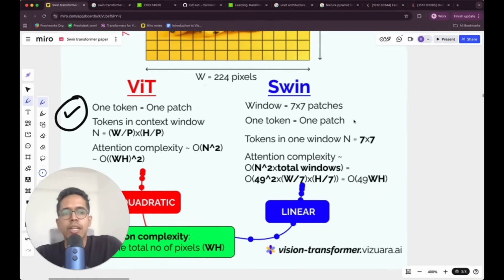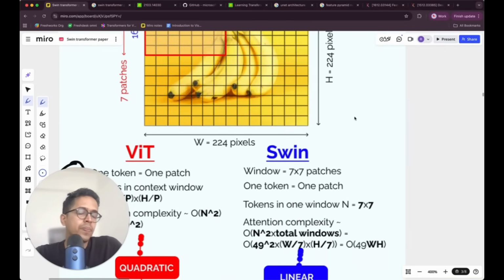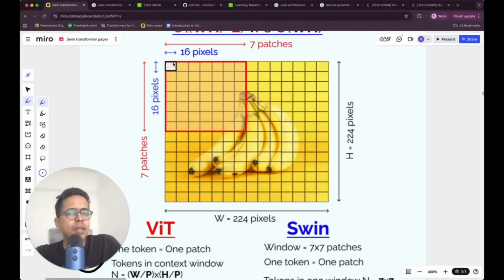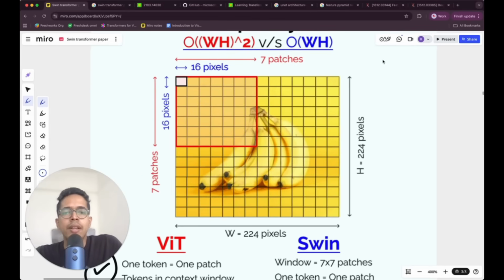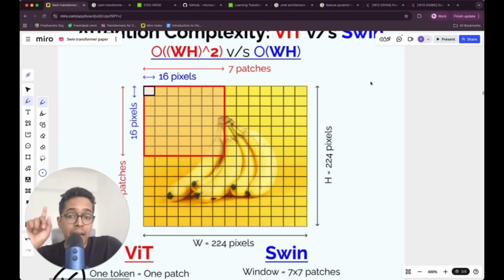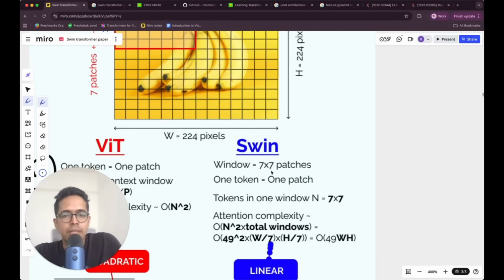Now let's look at Swin transformer. What does Swin transformer do? Does it create attention between all the patches? It doesn't. It only creates attention within a local window. So now let's say this is my window. My window is 7 by 7 patches. Please note 7 by 7 patches, not 7 by 7 pixels. Each patch is 16 by 16. Let's go through this. So each window is 7 by 7 patches. Each patch is 16 by 16 pixels.